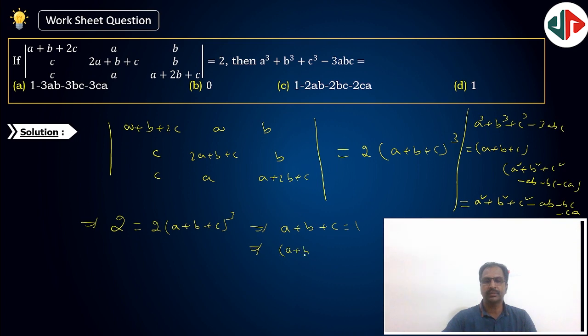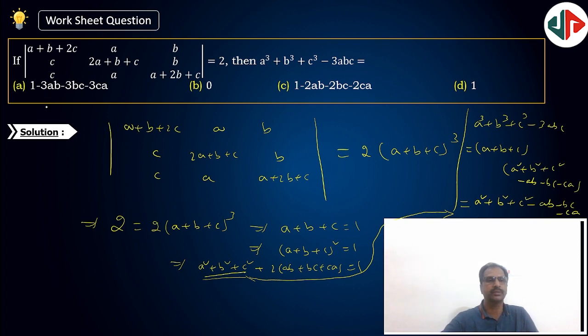Square this condition on both sides. And what is (A plus B plus C) whole square? A square plus B square plus C square plus 2 into (AB plus BC plus CA) is equal to 1. Then what is A square plus B square plus C square from this? 1 minus 2 into (AB plus BC plus CA). Substitute this value in the condition. Then what you get? 1 minus 2 into (AB plus BC plus CA) minus (AB plus BC plus CA), so 1 minus 3 times.